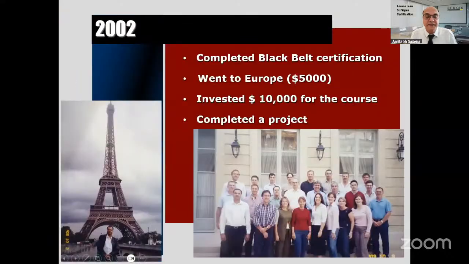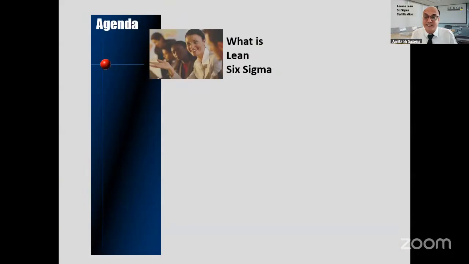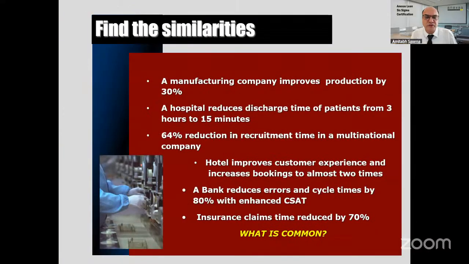Okay, so let us jump in, and let me first ask you a question. Can you please tell me what is common here? What is a common thread running through all these points? A manufacturing company improves production by 30%, a hospital reduces discharge time of patients from 3 hours to 15 minutes, 64% reduction in recruitment time in a multinational company, a hotel improves customer experience and increases bookings to almost 2 times, a bank reduces errors and cycle times by 80% with enhanced customer satisfaction index, and insurance claims time reduced by 70%. So what are the things you see here?